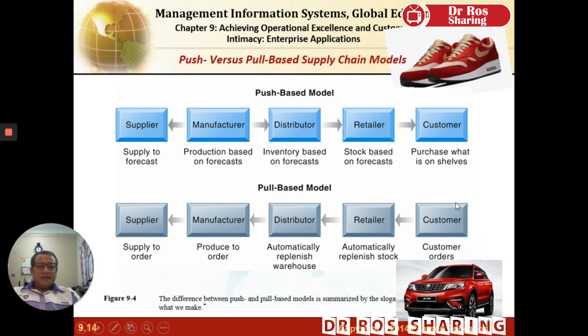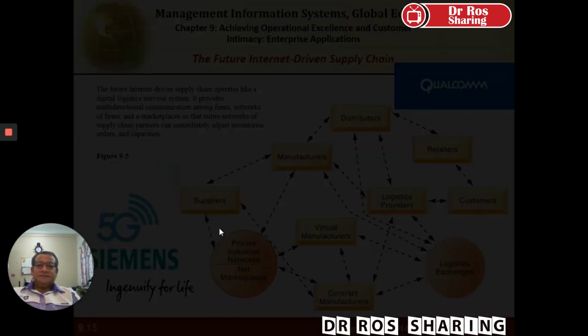Once the customer decides on their car model, the order is passed to the retailer, for example Honda or Proton. Honda and Proton relay the customer's purchase information to the distributor, and ultimately it goes to the car factory, and the factory will try to get the raw material from the supplier. That is the pull-based model, in which the customer pulls the product from the manufacturer. So these are the two major models as far as supply chain management is concerned.